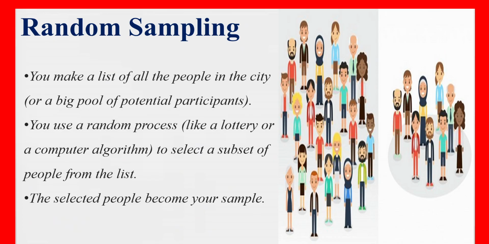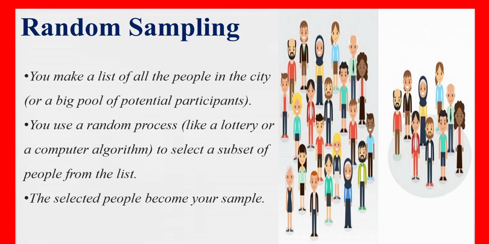First is random sampling. Random sampling is like throwing a big party and inviting a random bunch of people from the whole city. You want to make sure everyone has an equal chance of being invited, so you use a random method to select your guests. Here is how it works. You make a list of all the people in the city or a big pool of potential participants. You use a random process like a lottery or a computer algorithm to select a subset of people from the list, and then the selected people become your sample.